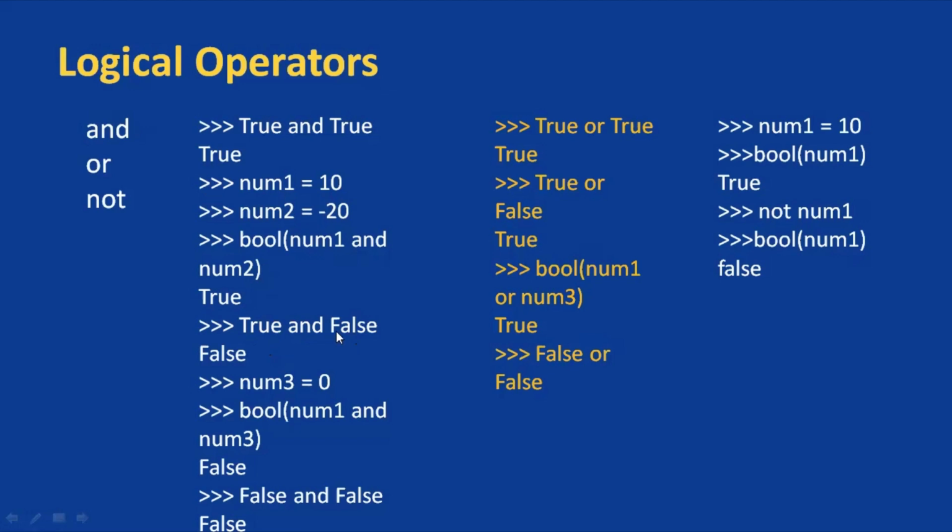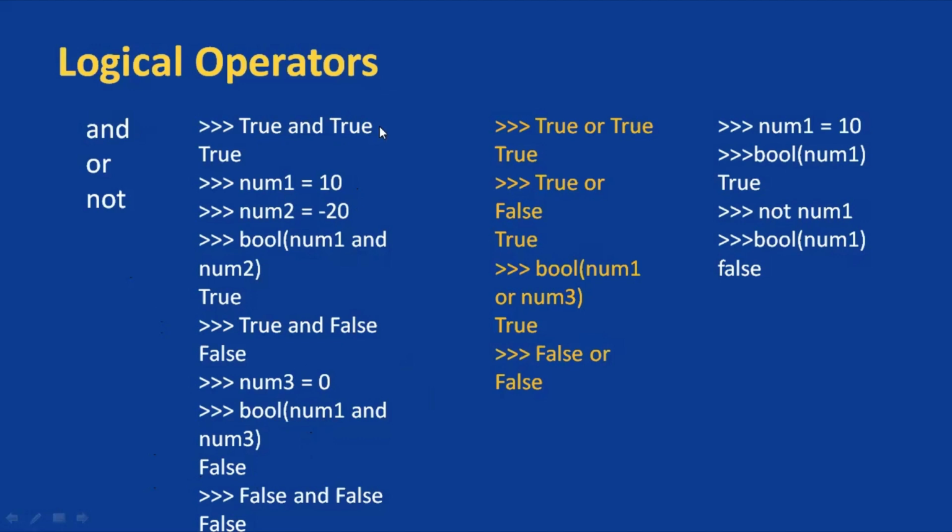True and false means, if I give another variable num3 equal to 0, and now I am doing the Boolean operation with num1 and num3, that is 10 into 0. 10 into 0 becomes 0. That means the result will be false. Likewise, if we are doing the operation between false and false, we will get a false result.